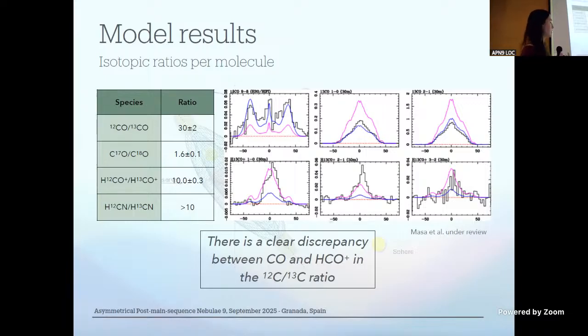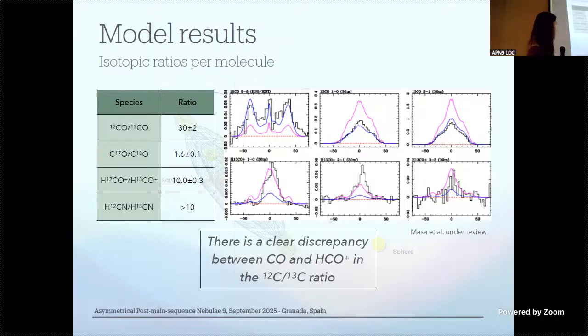The most shocking part for us was finding that we got different isotopic ratio values for 12C/13C, depending on whether we use CO or HCO+. And which were also compatible with HCN. Here in blue, we fitted the model for a ratio of 30, and in pink, a ratio of 10. And we see they are totally incompatible if we use the CO lines or the HCO+ lines.